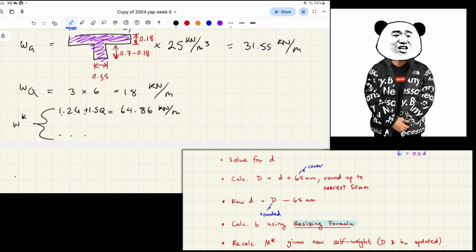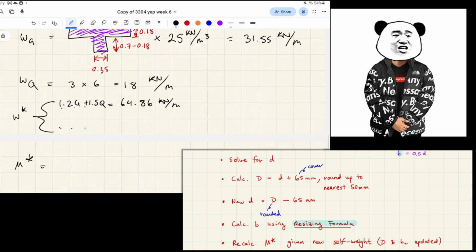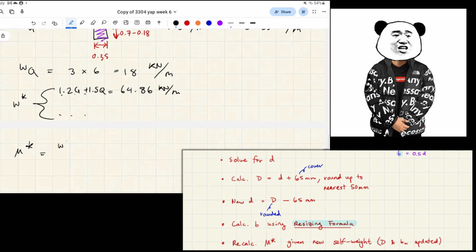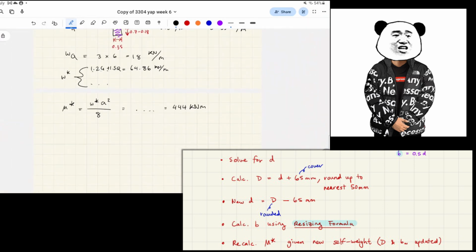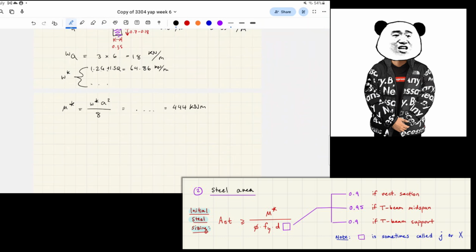Then we have to update our flex rule, our M star, pardon me. It's that. And yeah, all that. Plug the numbers in. Gives you 444 kilonewton meters instead, right? Okay, great. Someone tell me what to do next after that. Well, that's the end of the concrete thing based off of your steps.